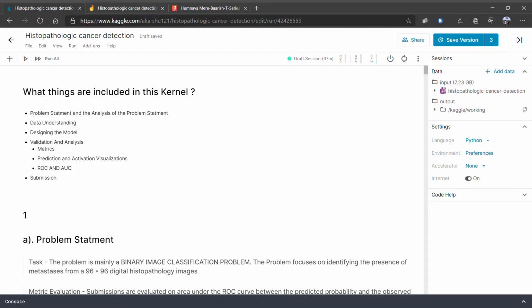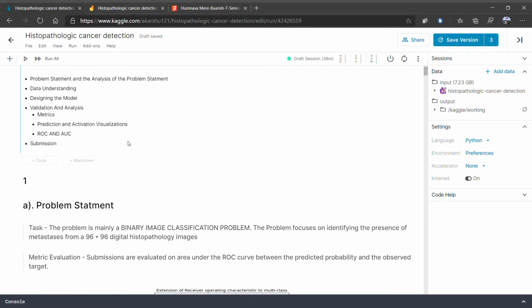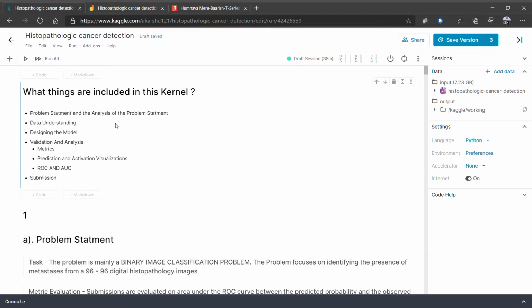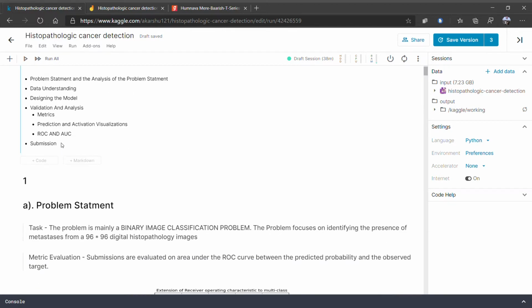Today in this video, I am mainly going to discuss the initial part of a Kaggle problem, which is a binary image classification problem based on the detection of metastasis cancer from the images obtained from the histopathological labs. This notebook includes the problem statement and analysis of the problem statement, data understanding, designing the model, validation and analysis, meaning testing the accuracy of the model, and then the final part will be submission.